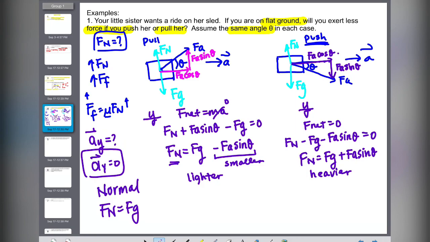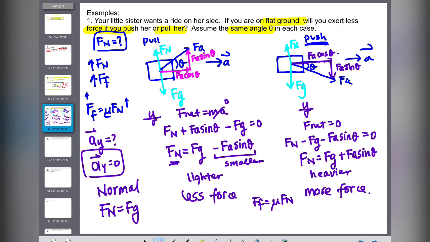And when something feels lighter, you just have to exert less force. So this will be less force. And if something is heavier, you're going to have to exert more force. The reason for that is because we talked about that already: Ff is proportional to Fn. And if Fn goes up, the force of friction would increase, making it harder for you to push.